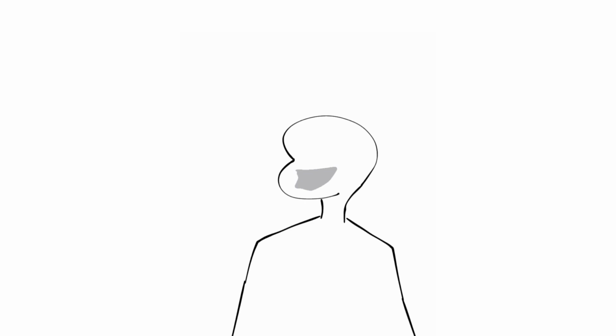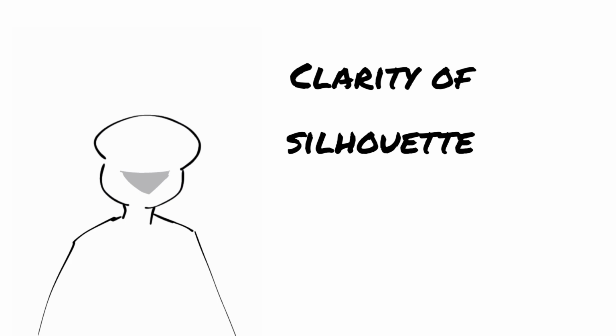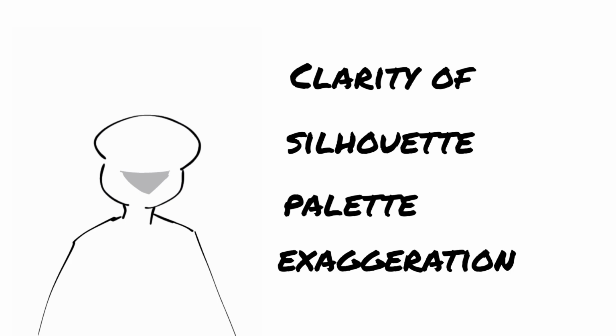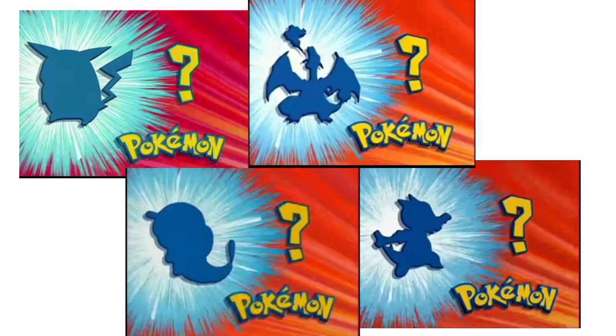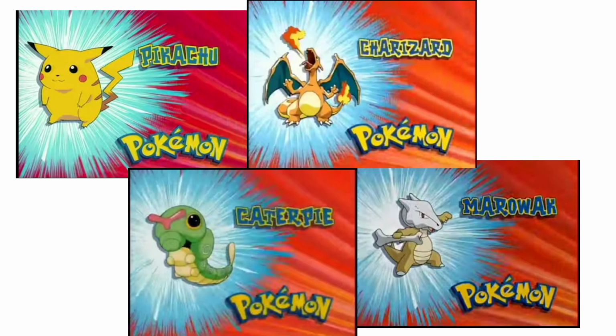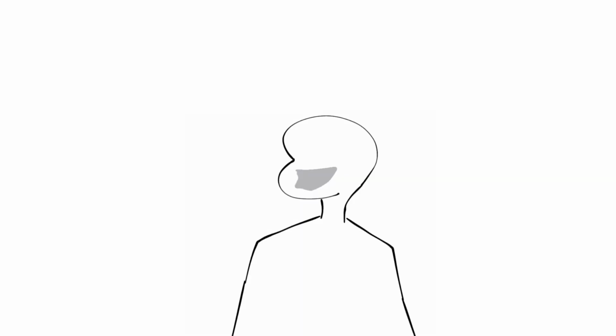So when building an OC, you have to have these three things: clarity of silhouette, palette, and exaggeration. Silhouette. So silhouette is the shape or outline of a character or object when you fill it in with solid black. Take a look at these examples. These are the silhouettes of famous Pokemon characters. I want anyone watching to recognize that it is my OC just by the silhouette.